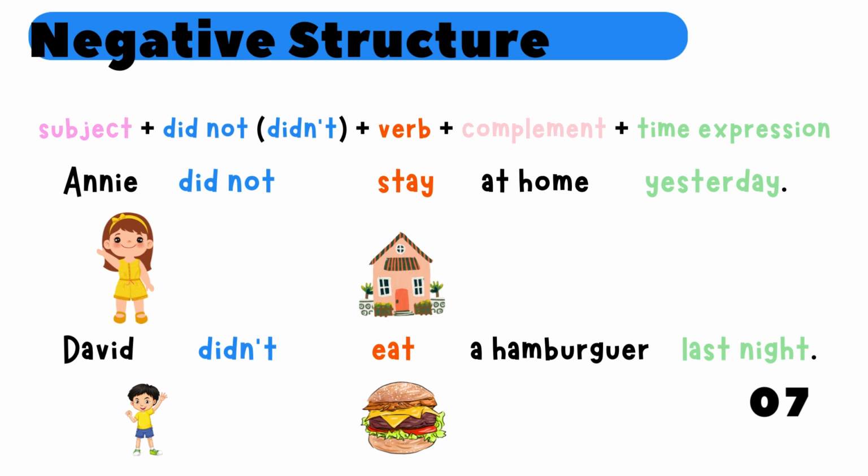Before we continue, let me explain. Number 1, the verbs are in present in the base form: stay, eat. Number 2, you can use the full form of the negative, for example, did not, or you can use the contraction didn't, and both ways are correct. You can use the full form, Annie did not stay at home yesterday, or you can use the contraction of the negative, and it says David didn't eat a hamburger last night.